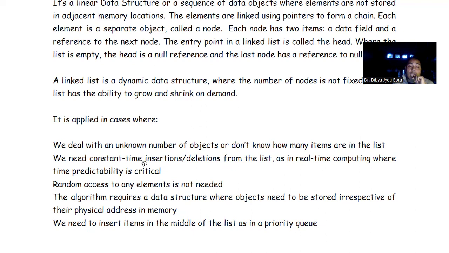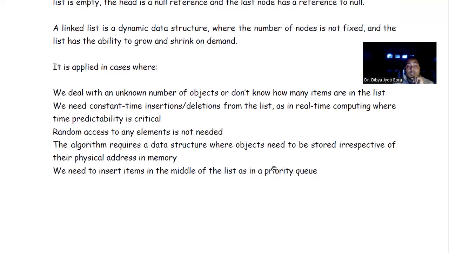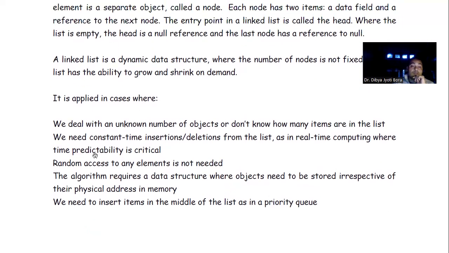We need constant time insertion and deletion from the list, as in real-time computing where time predictability is critical. Random access to any element is not needed. The algorithm requires a data structure where objects need to be stored irrespective of their physical address in memory. We need to insert items in the middle of the list, as in the priority queue. So these are some cases where we basically use a linked list.